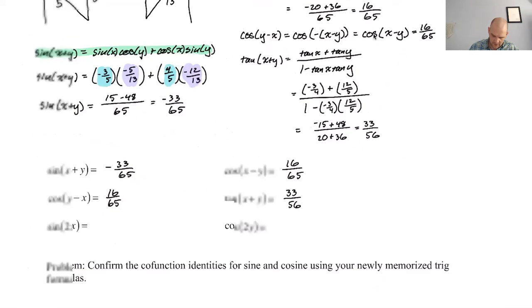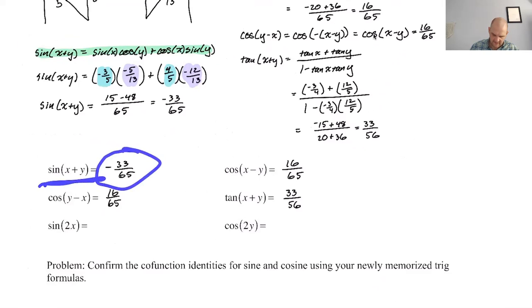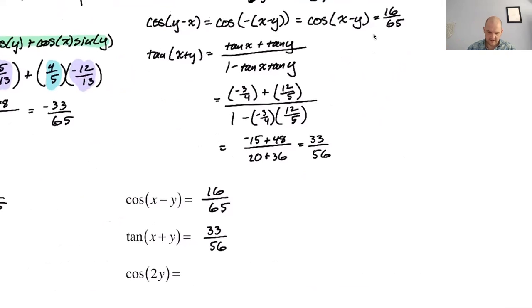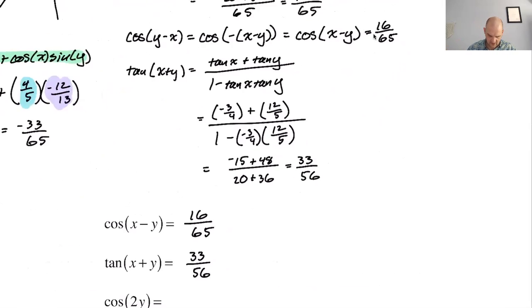Now, in some weird way, well, not a super weird way, we now know sine of x plus y and tan of x plus y, and we know that tangent is sine over cosine. We could use that to find the cosine of x plus y if we needed to, which we don't, but if we did, we could. I'm going to find sine of 2x and then cosine of 2y.